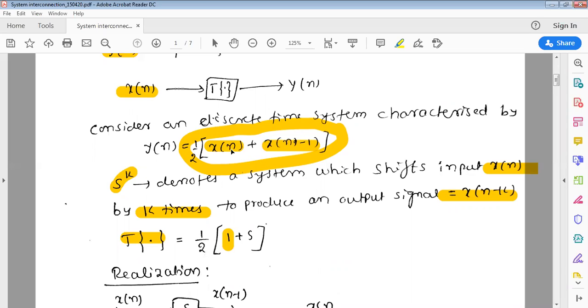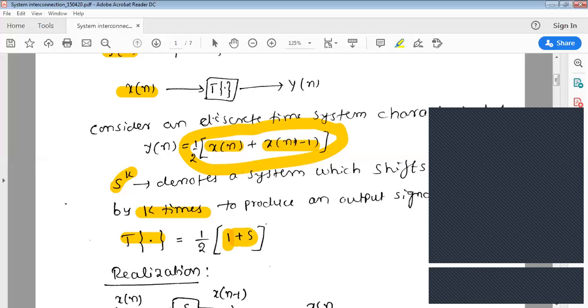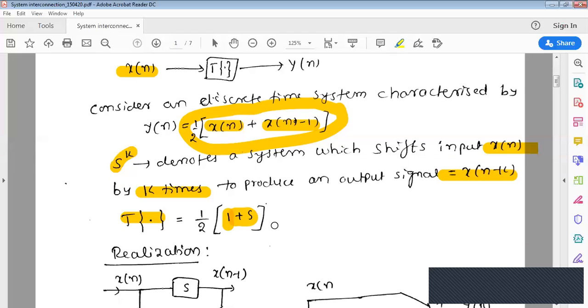First, what should I get? X of n. So x of n means it is not shifted. So x of n is multiplied by s power 0. That will become 1 plus x of n minus 1. That is, x of n is shifted by 1 time unit. That is s power 1. That will become s. So my system T is such that 1 by 2 into 1 plus s, which represents x of n plus x of n minus 1 at the output. So this you have to understand. Is it clear? So this is how I will design certain systems.